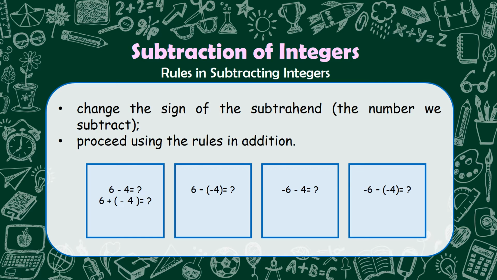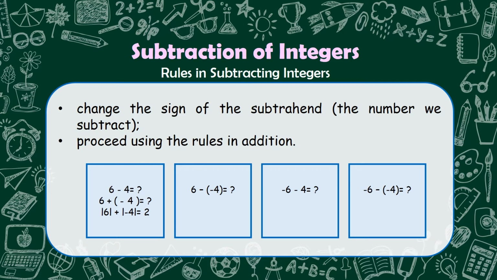Then our rules in addition, since we have 2 different signs, it means that we are going to subtract. So 6 minus 4, that is 2. And since 6 is greater in absolute value, we will follow the positive sign. So 6 minus 4 is equal to 2. Or simply, we just follow the subtraction rule.